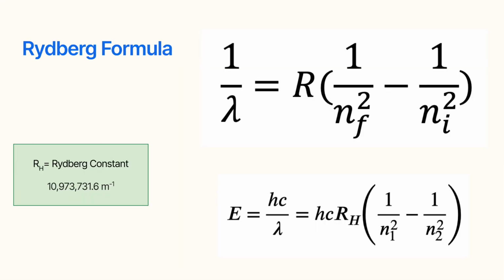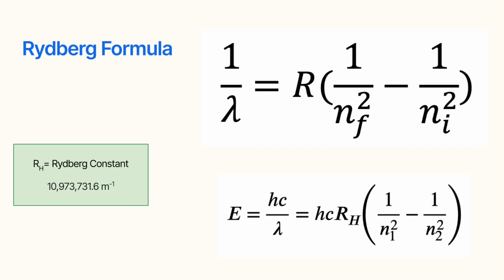The Rydberg formula is used to calculate the wavelengths of light emitted or absorbed by a hydrogen atom. The constant is represented by R, which is 10,973,731.6 m to the negative 1. Lambda represents the wavelength, n1 and n2 represent the electron's energy levels. n1 is a lower energy level, while n2 is a higher energy level.